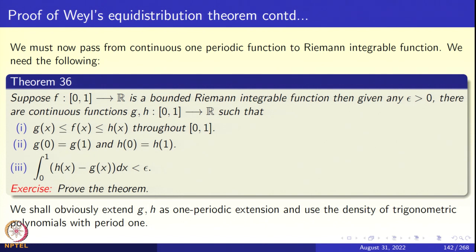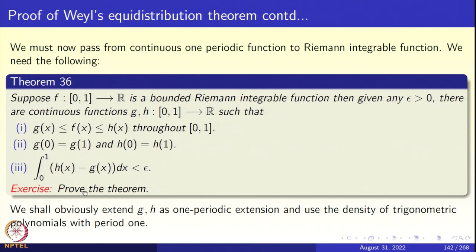Suppose f from 0, 1 to R is a bounded Riemann integrable function. Then, given any epsilon greater than 0, I can find two continuous functions g and h from 0, 1 to R such that f of x is sandwiched between g x and h x on the interval 0, 1. Second, g of 0 will be equal to g of 1, h of 0 will be equal to h of 1. Third condition, integral 0 to 1 of the top minus the bottom, integral 0 to 1 of h x minus g x, will be less than epsilon. So, let us prove this theorem.